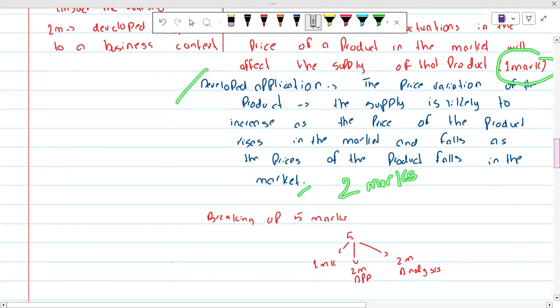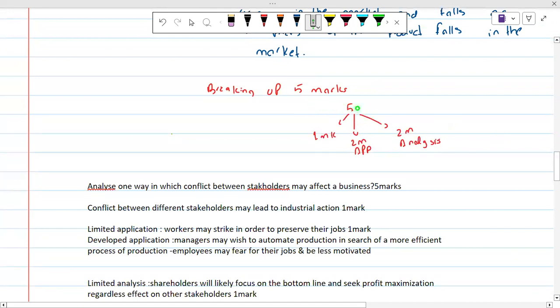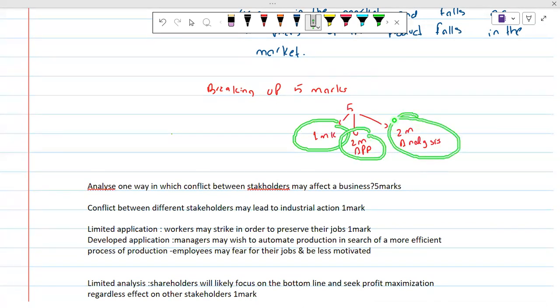Okay, so next we have the 5 mark question. As we can see, the 5 mark question is further divided into 1 mark for knowledge, 2 marks for application, and 2 marks for analysis. So what does it mean? Basically, we have to analyze one way in which conflict between stakeholders may affect a business. And then we have to develop our application also, because it is for 2 marks and we have to write only one paragraph for 5 marks. And there are 2 marks for analysis, so we have to make developed analysis also.